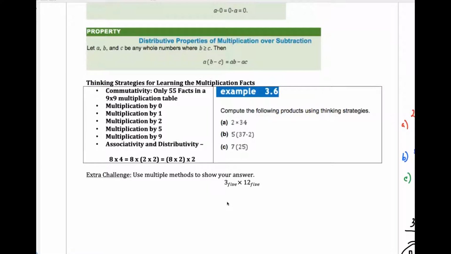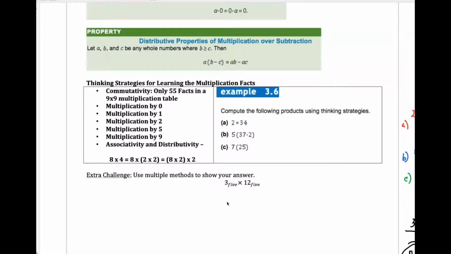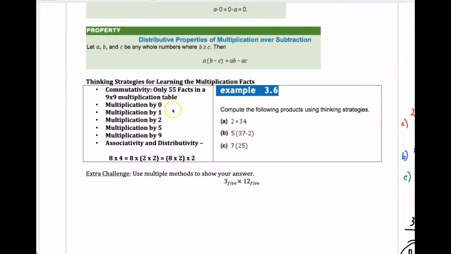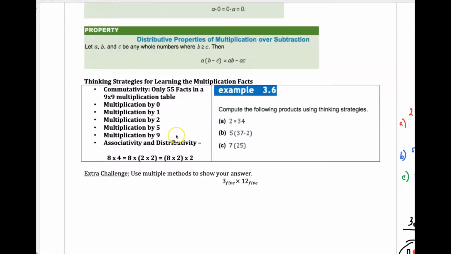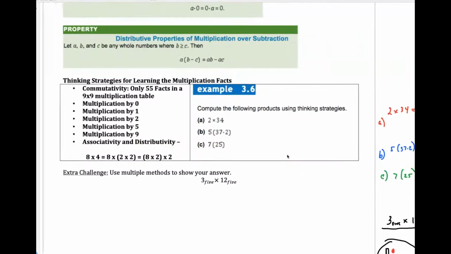We're going to continue looking at multiplication, but this time we want to look at thinking strategies for multiplication, similar to what we did earlier in the warm-up problem in the previous video. We want to think about how students learn multiplication, and the ones they learn quickly: zeros, ones, twos, fives, nines, tens, obviously they learn. And then there are some strategies for associativity and distributive that you could use to solve multiplication.